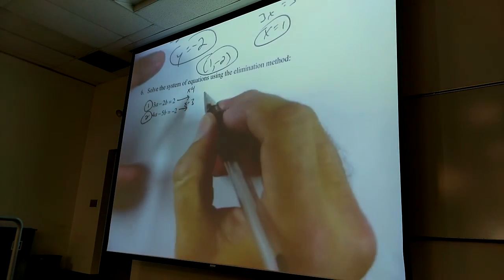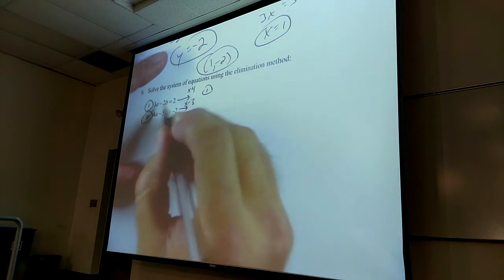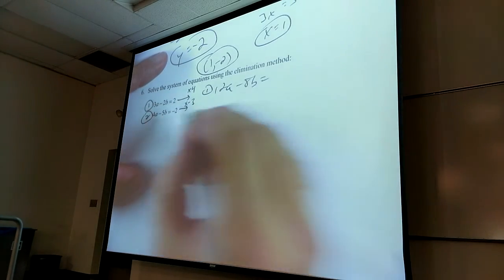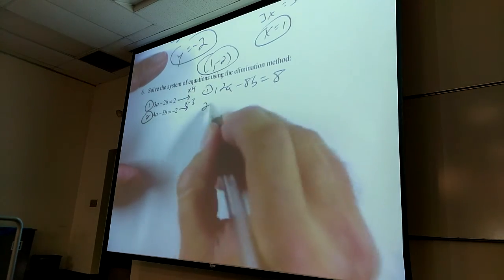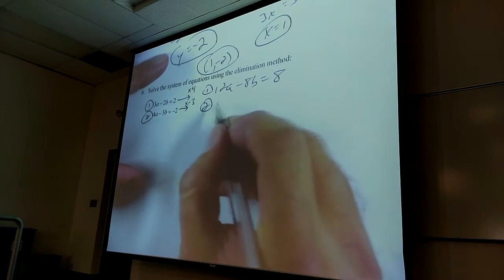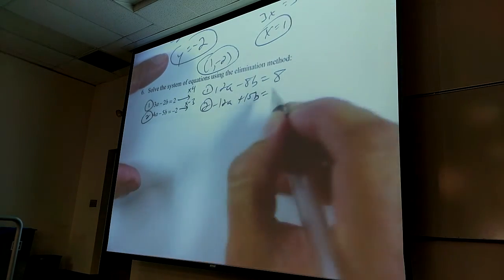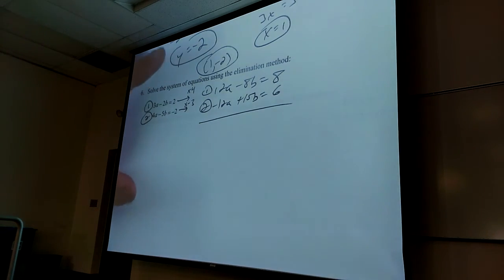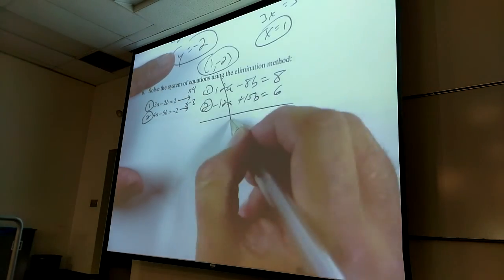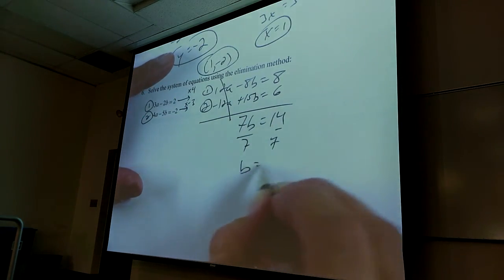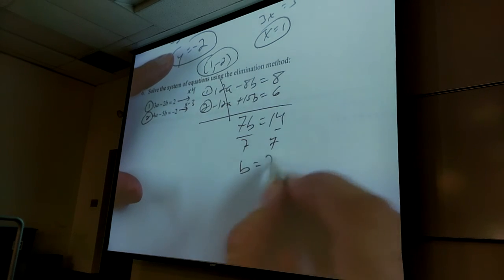So when you multiply this by 4, you get what? 12a minus 8b equals 8. Negative 12a plus 15b equals negative 6. So then these cancel. 7b equals 14, thank God.